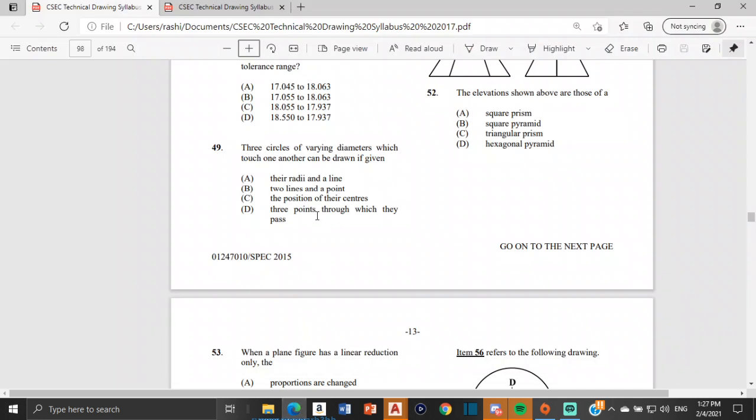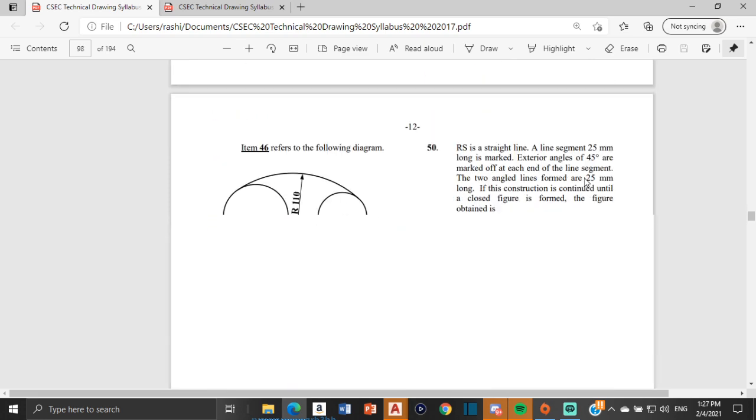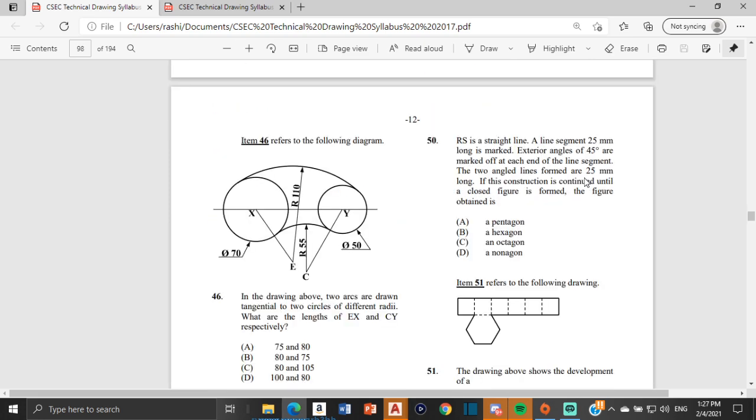Number 50. It says RS is a straight line. A line segment 25 millimeters long is marked. Exterior angles of 45 degrees are marked off at each end of the line segment. The two angled lines formed are 25 millimeters long. If this construction is continued until a closed figure is formed, what would the figure be?